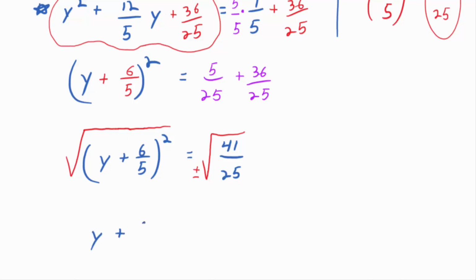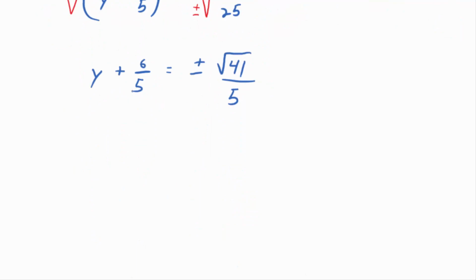What do you get on the left side? Y plus 6/5 quantity equals plus or minus square root of 41/25. How do square roots split up over division and multiplication? In this case, division. You could write the square root of 41/25 as the square root of 41 over the square root of 25, right? In other words, you can take the square root of the numerator and denominator, but what's the square root of the denominator? 5. So you get square root of 41 over just 5 plus or minus out in front.